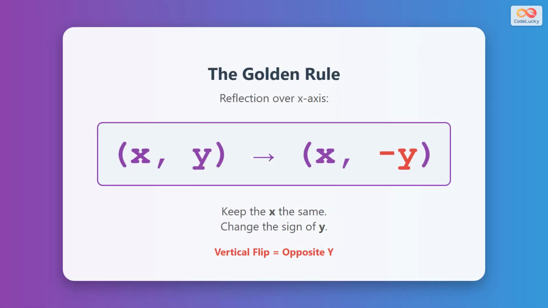There is a very simple rule to perform this calculation without drawing. The rule states that a point defined by (x, y) transforms into (x, -y). This means the x-coordinate stays exactly the same, but the sign of the y-coordinate changes to its opposite.